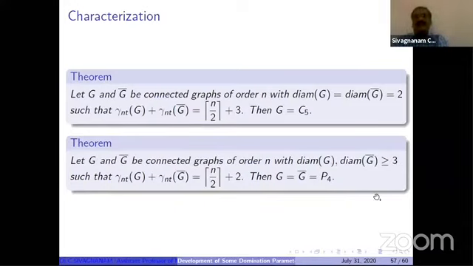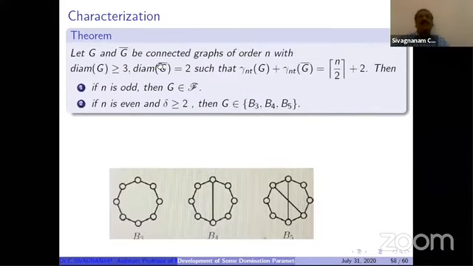So like that. Now, let G and G bar be connected graphs of order n with the diameter of G greater than or equal to 3 and the diameter of G bar equal to 2, such that gamma nt of G plus gamma nt of G bar equals upper integral n by 2 plus 2. Then if n is odd, G belongs to F. What is F? Subdivided stars. If n is even and delta is greater than or equal to 2, then G belongs to B3, B4, B5. So only these three graphs satisfy it, and it is also satisfied in this family.